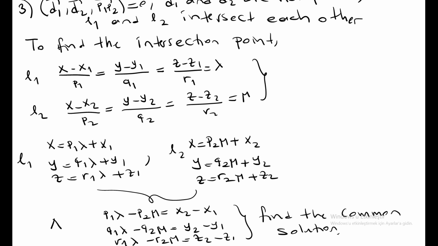Okay, let me put A. So when you solve these equations, if you find the solution, it means there is only one solution. So your two lines intersect each other if there is a solution. If there is no solution, it means either they are parallel or they are skew. They are in different planes. Okay, let me note this one.